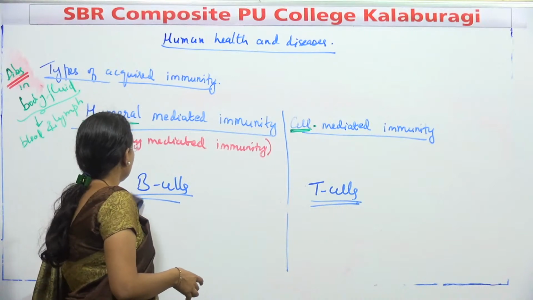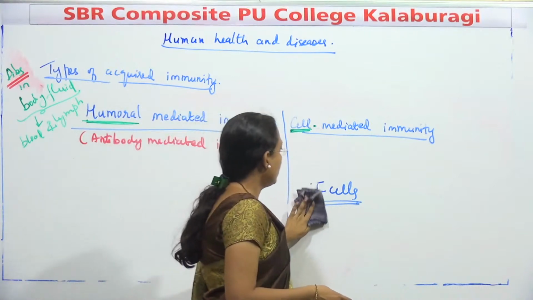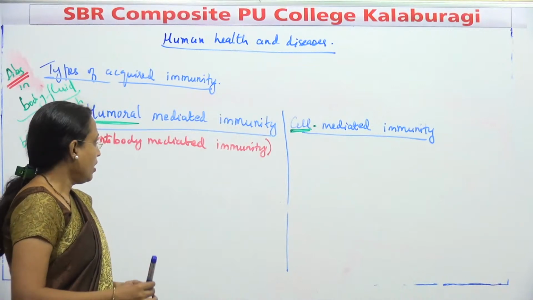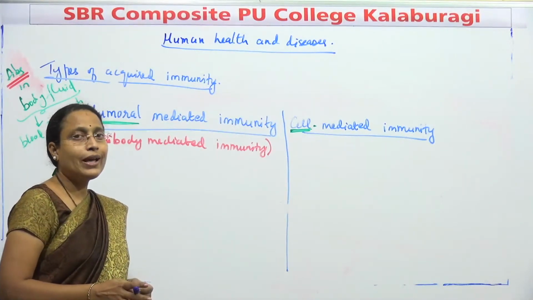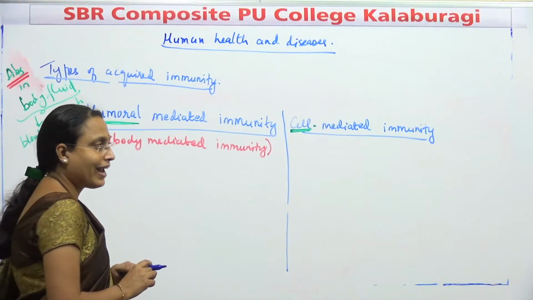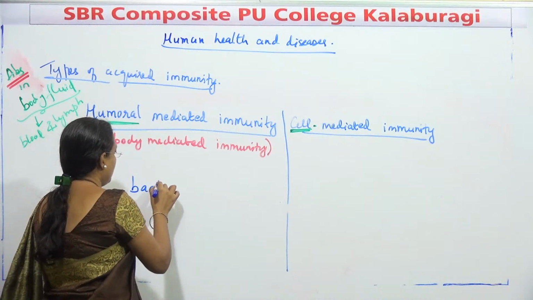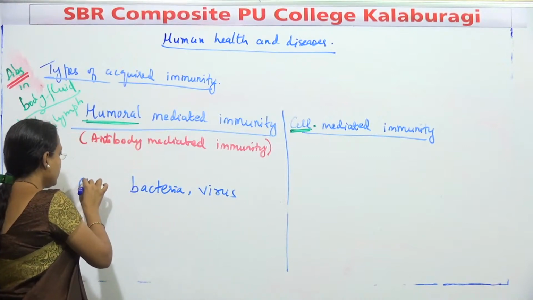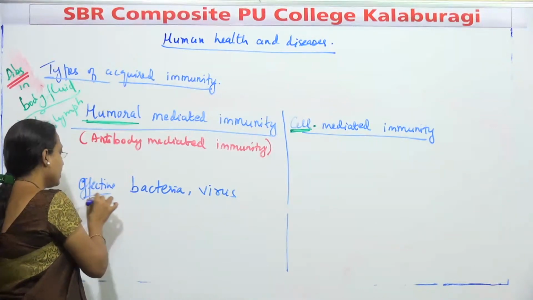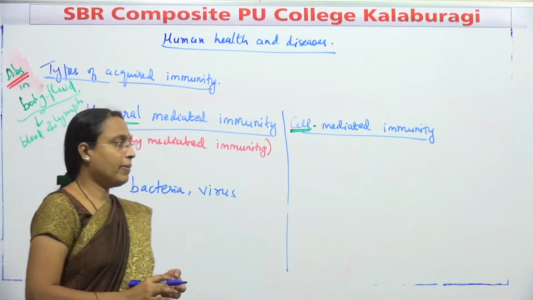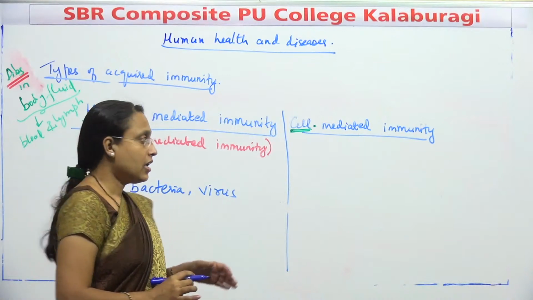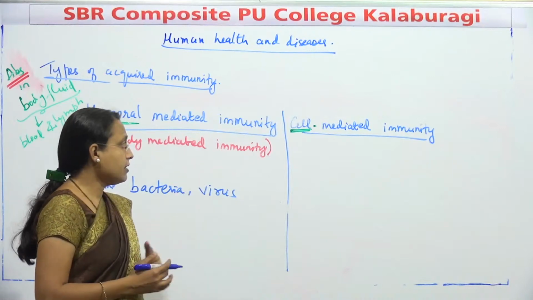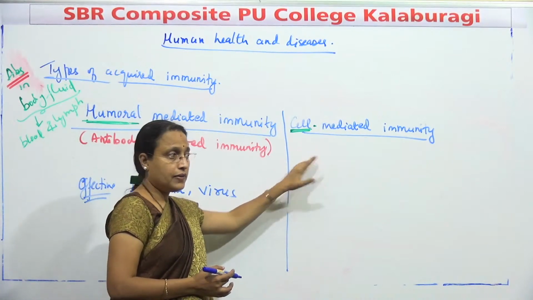The third difference: humoral mediated immunity is very good for pathogens like bacteria and virus. It is effective against bacterial as well as viral pathogens. Usually, it is good for neutralizing bacteria as well as virus. That is the humoral mediated immunity. Whereas almost all pathogens can be destroyed by cell-mediated immunity.